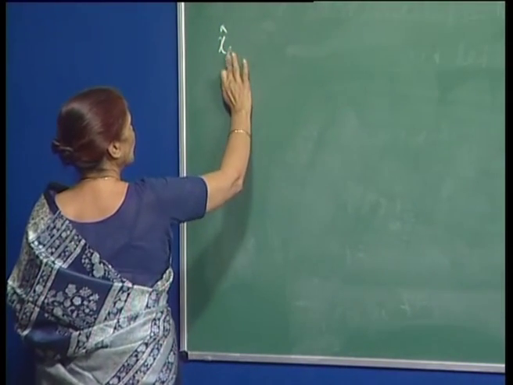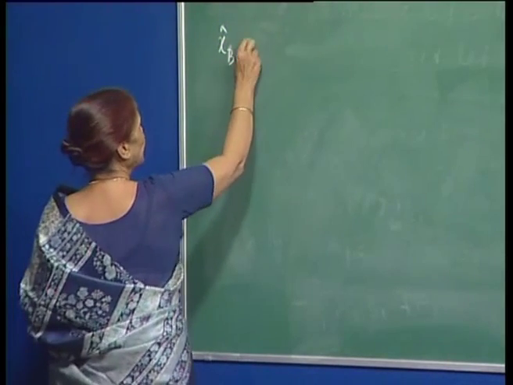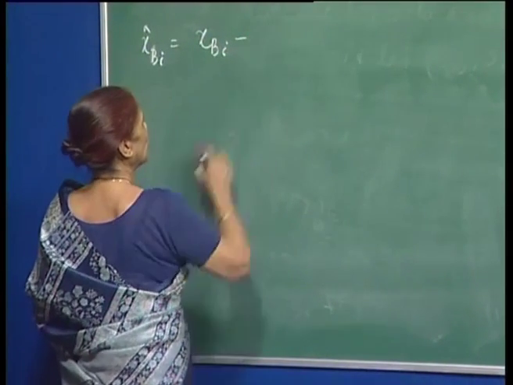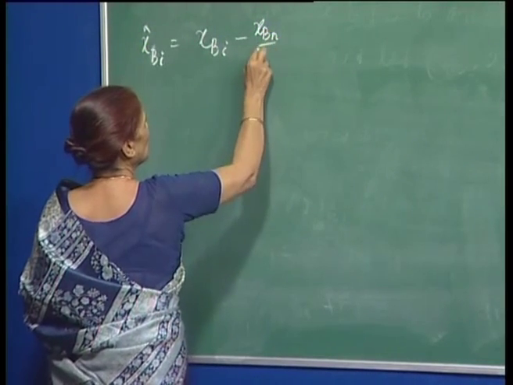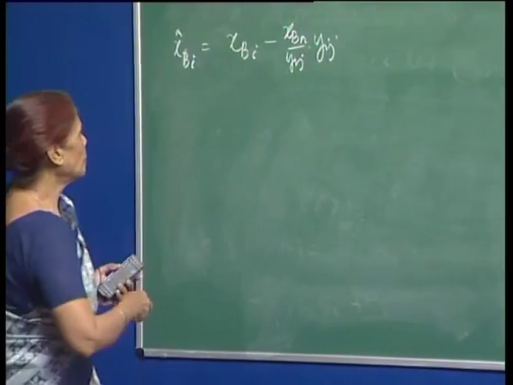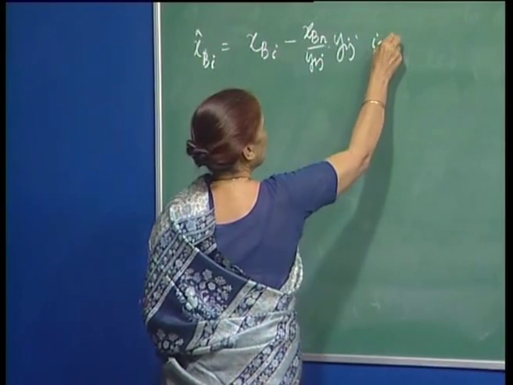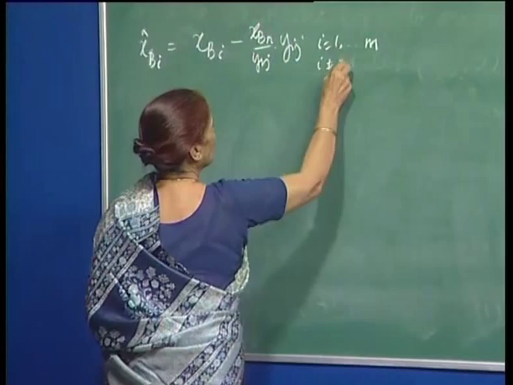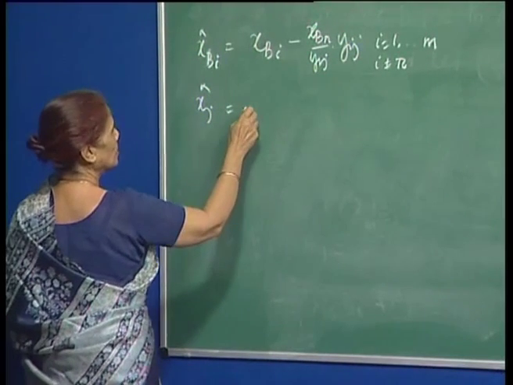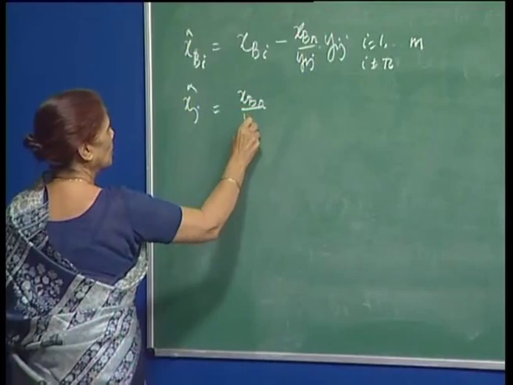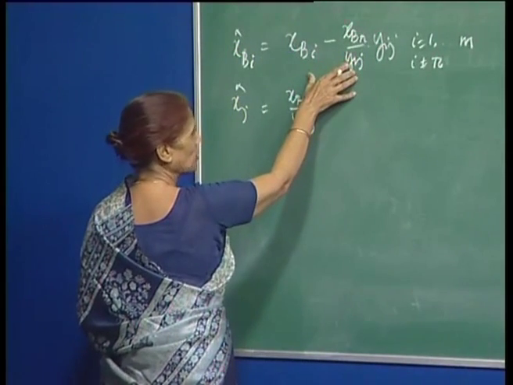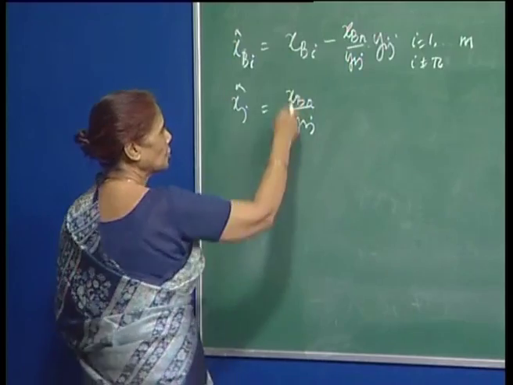So x hat bi is equal to xbi minus theta times yij, or if you want me to write the value of theta, this is xbi minus xbr upon yrj into yij. This is the new value, and this is valid for i varying from 1 to m, i not equal to r, because for i equal to r it is 0, right. And you have that xj hat is xbr upon yrj. So you have m minus 1 non-negative values here, and you have another non-negative value here. So you have m of them.